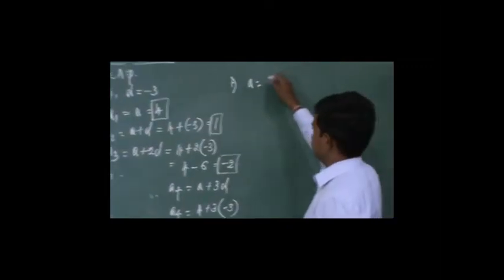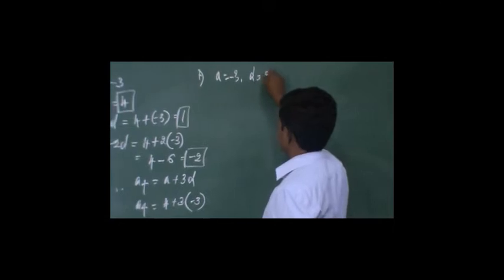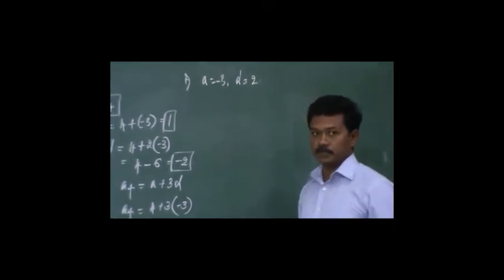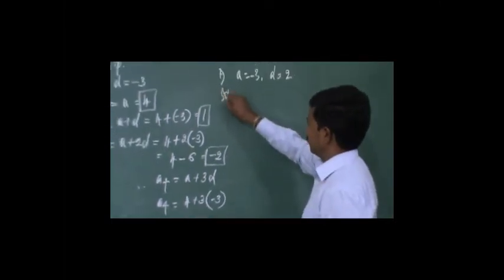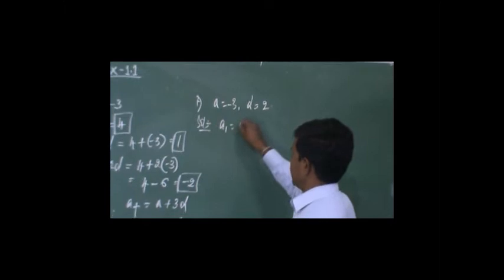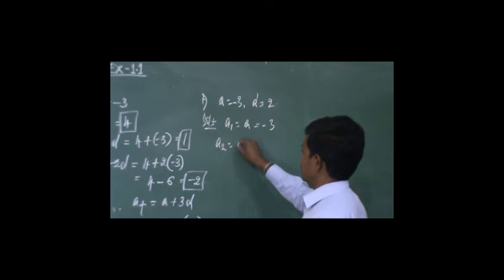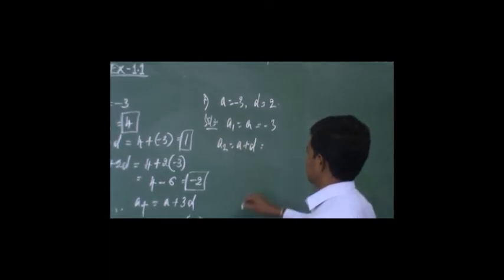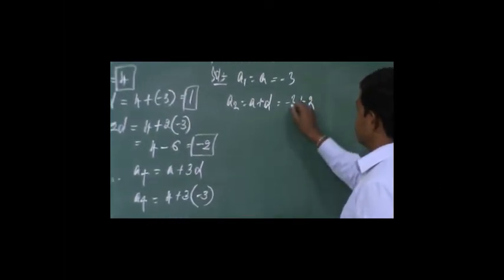Now, a is equal to -3, d is equal to 2. So this is the fourth problem. We find out the first 4 terms of the AP. So usually a1 is a, that is equal to -3. a2 is a plus d, the second term. a is -3 plus d is 2. So -3 plus 2 is -1.